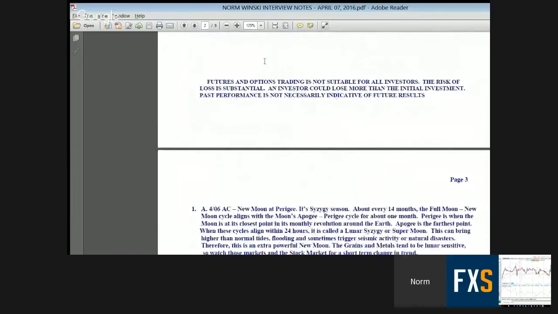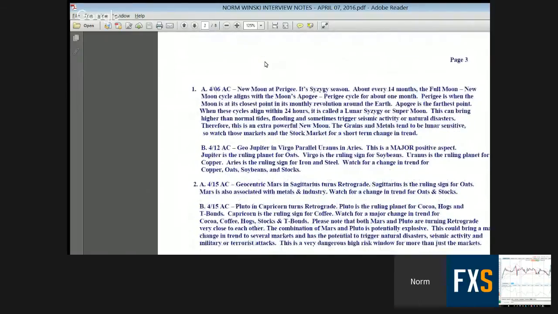Moving ahead. Now we got the general picture, the big picture. This morning we had a new moon at perigee. This is called the Syzygy cycle, or in pop culture, they now label it a supermoon. This is when the new moon lines up with the apogee-perigee cycle. Apogee-perigee is the moon at its farthest or closest point. And so these are 2 lunar cycles that get together.